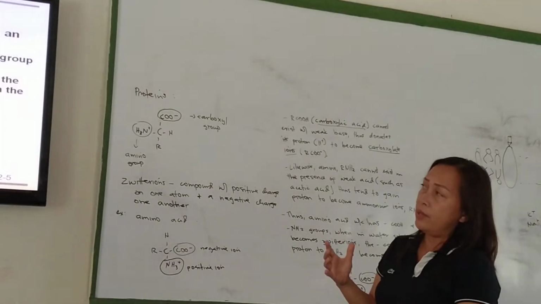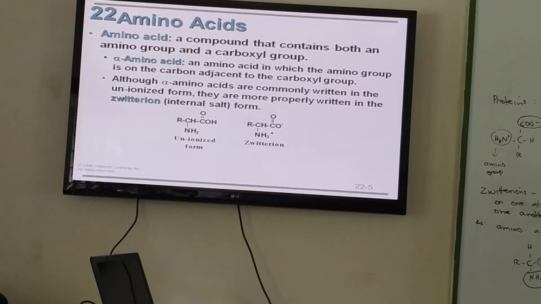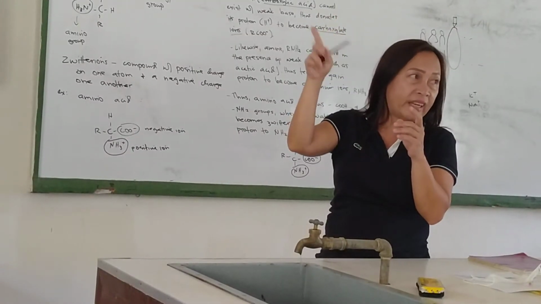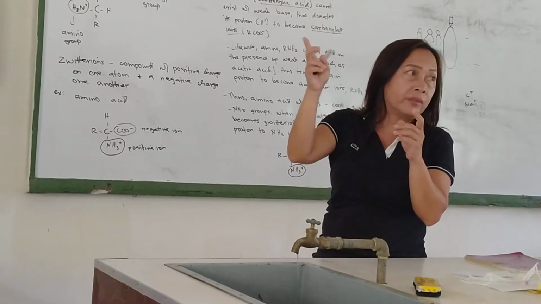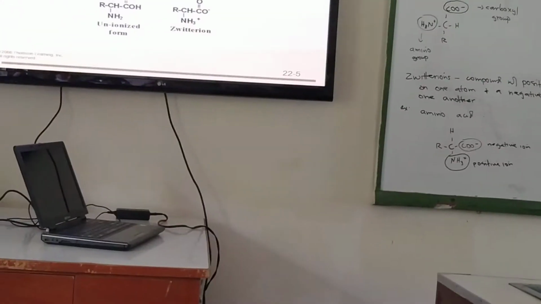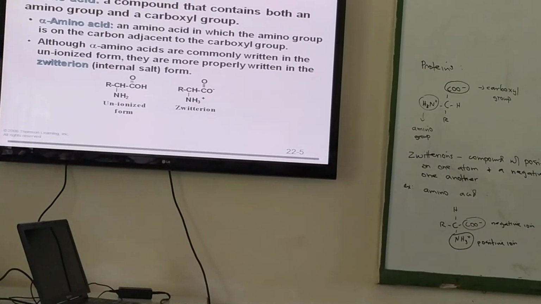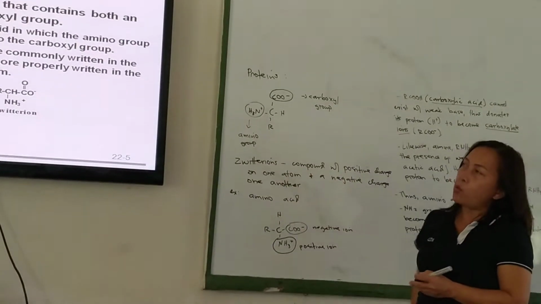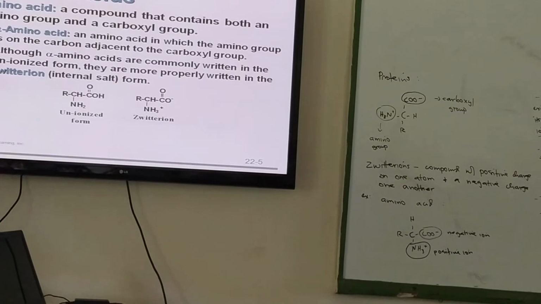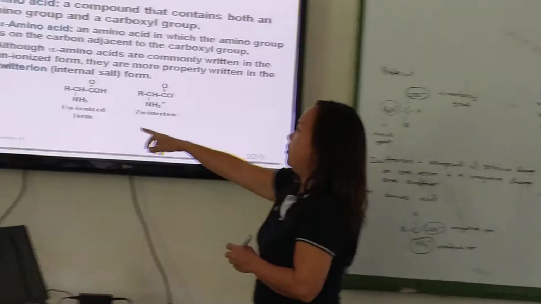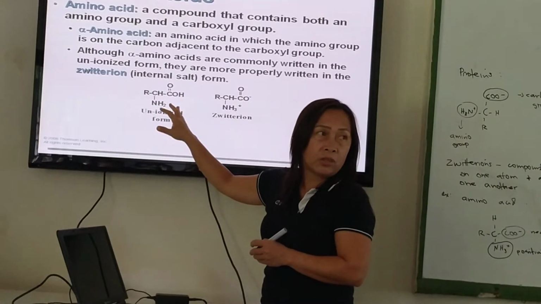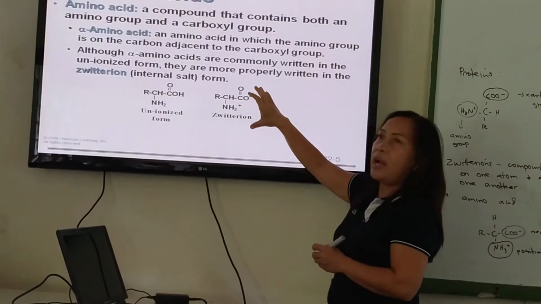Now, although alpha amino acids are commonly written in an unionized form, meaning without charge, they are more properly written as a zwitterion. You have here the unionized form, where you cannot see any charge. Now this one is a zwitterion.